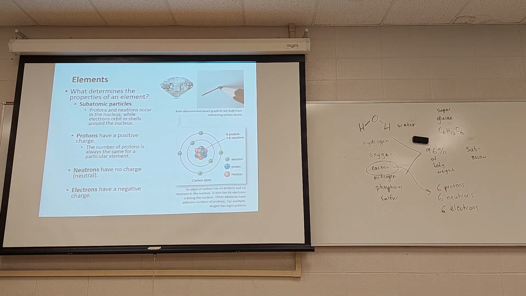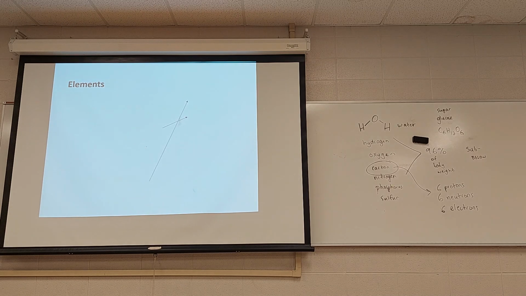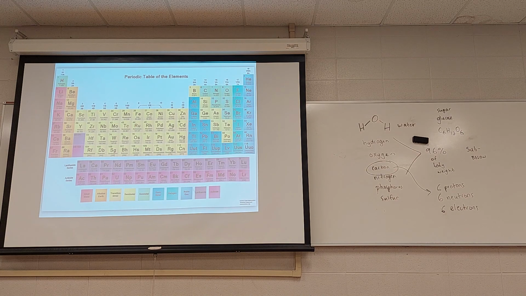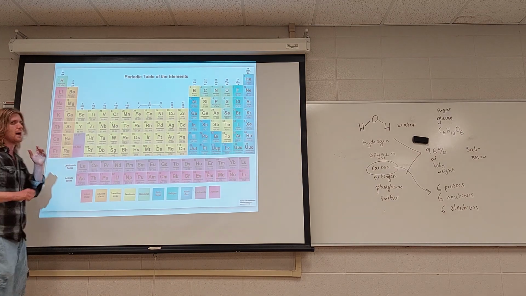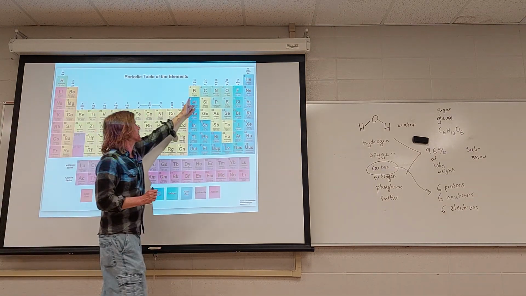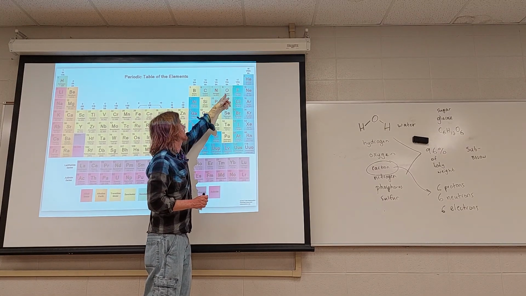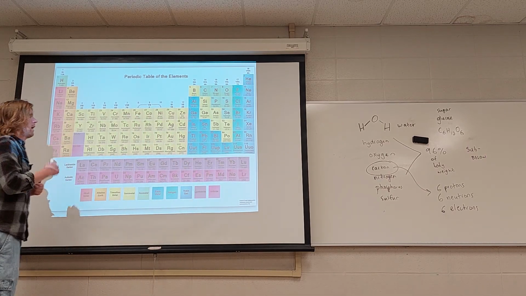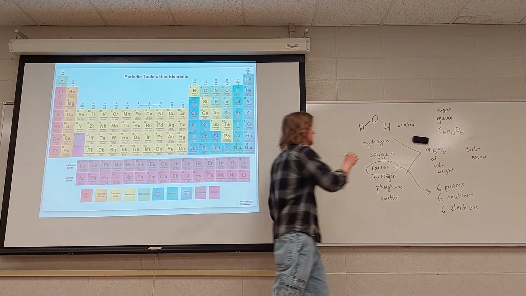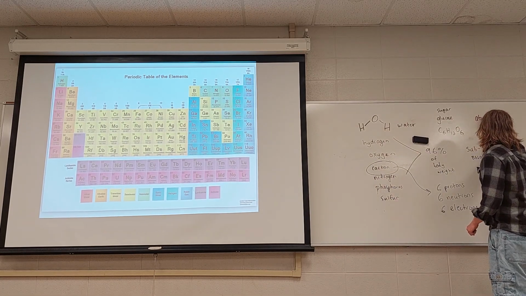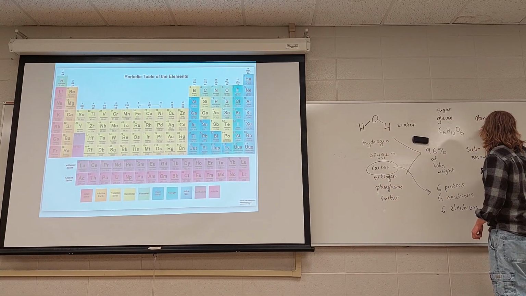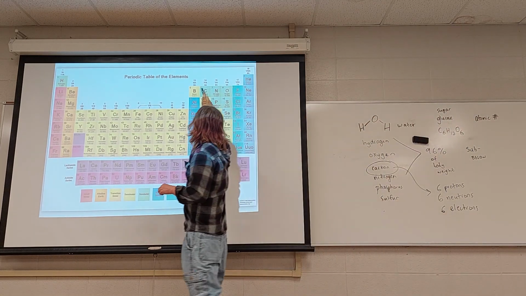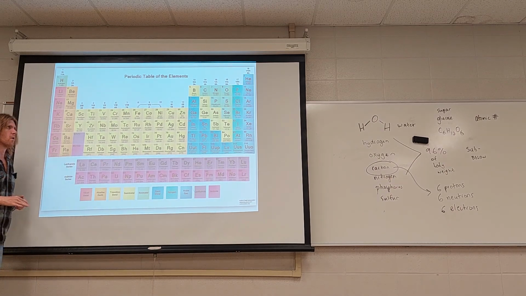Here's the important thing to note. So on this table, you're going to notice that each element has a number that goes with it. That number is called the atomic number, and it is the same always, no matter what, for every element.